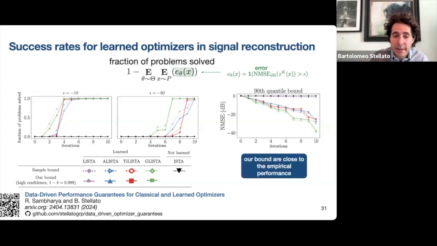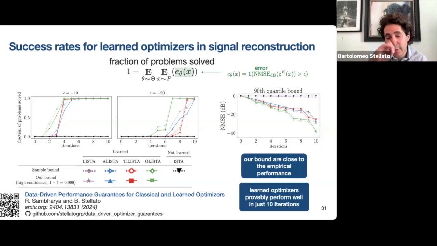We can show that we can construct bounds that are very close to the empirical performance. And also, our bound tells us that if we tune the methods and the hyperparameters well, we just need 10 iterations to solve this. These are standard examples that are used in the learning to optimize literature. I'm not guaranteeing that these learning methods work for any possible scheme, but here I'm just showing you that we can reliably construct out-of-sample performance guarantees for these methods, but also for learned optimizers.